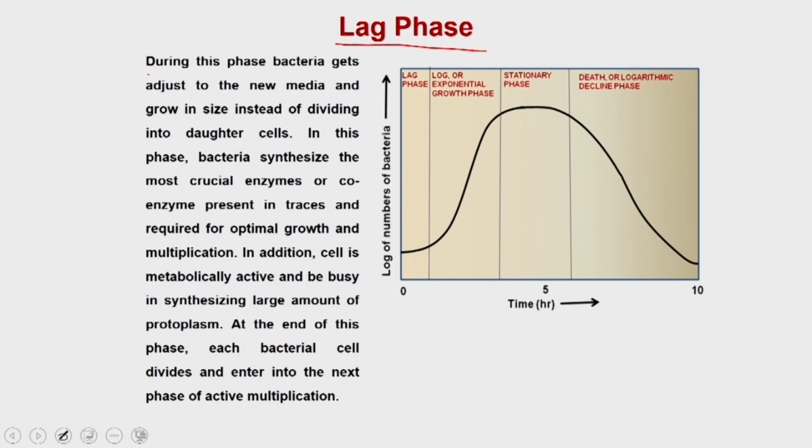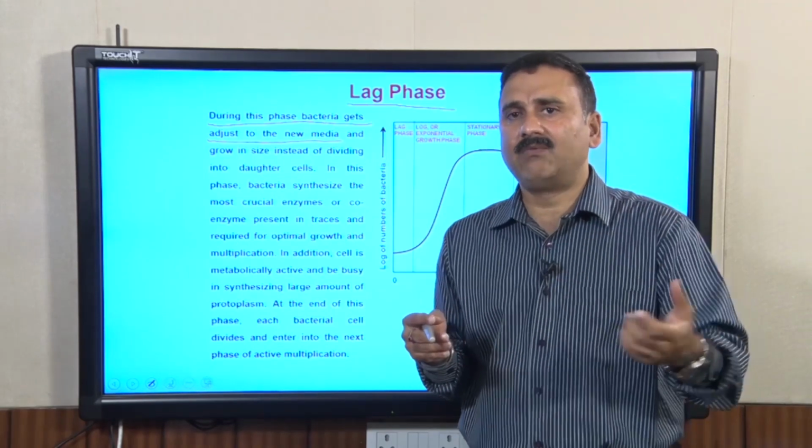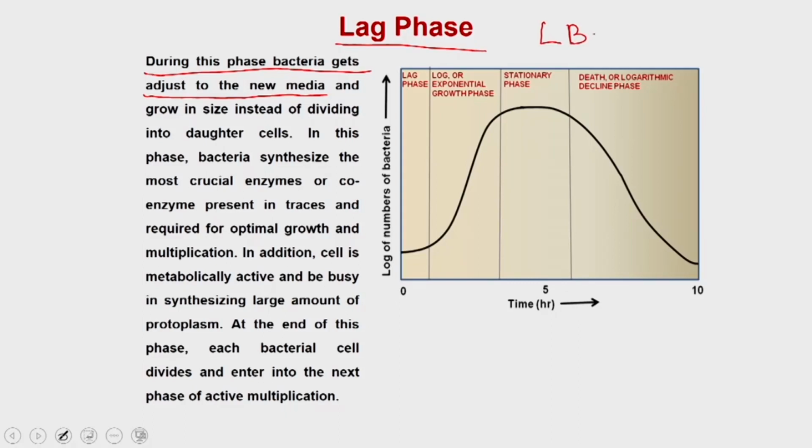During this phase, the most important thing is that the bacteria get adjusted to the new media. For example, if you are taking a bacteria from the LB media and putting it into the M9 media, you know that the LB media is a rich media, whereas the M9 minimal media is not that rich. The bacteria will normally be acclimatized to the LB media, but it is not acclimatized to the nutrients which are present in the M9 media. So, because of that it has to get adjusted.